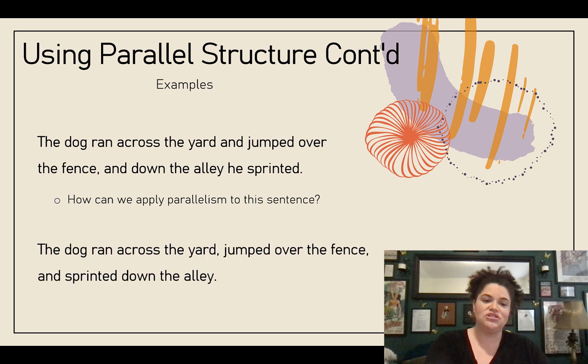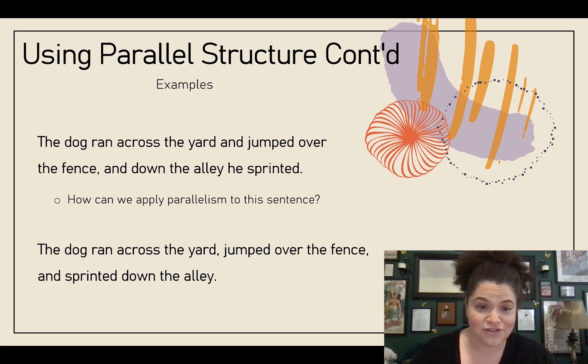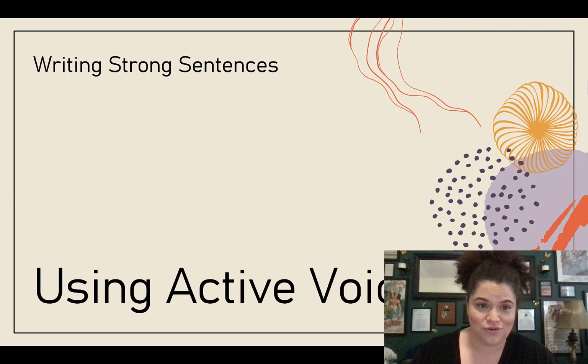Instead, if we changed it to the dog ran across the yard, jumped over the fence, and sprinted down the alley, we see how it's now using parallel structure. It's now very cohesive. It's not jumping around in the way that verbs are being used. It's utilizing parallel structure. It's easier to understand. It sounds better, and it's just easier to read in general.